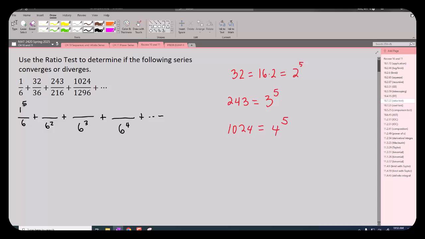So our pattern we have then is, if you wanted to be super redundant, you could call that 1 to the 5th. And then this one we say is 2 to the 5th. This one is 3 to the 5th. This one is 4 to the 5th. So we see our pattern.